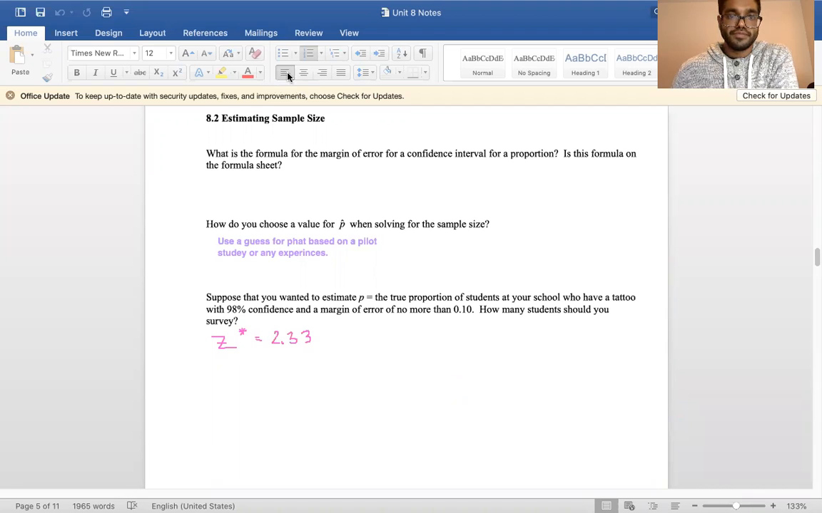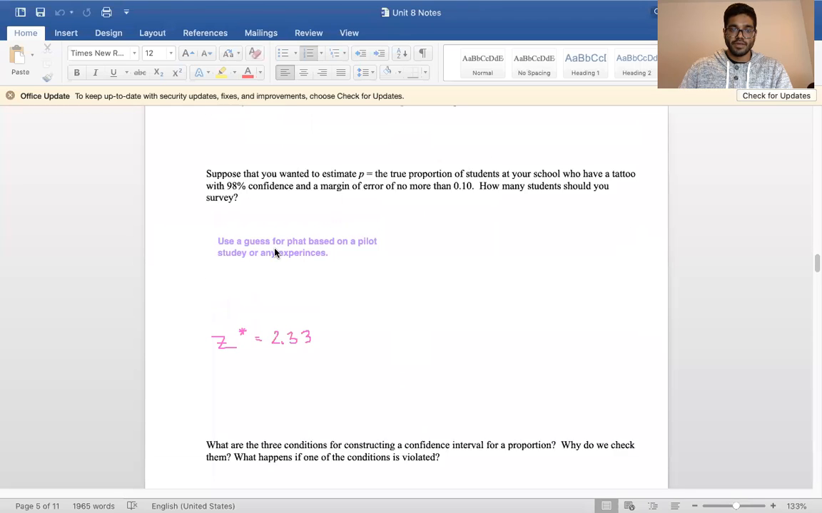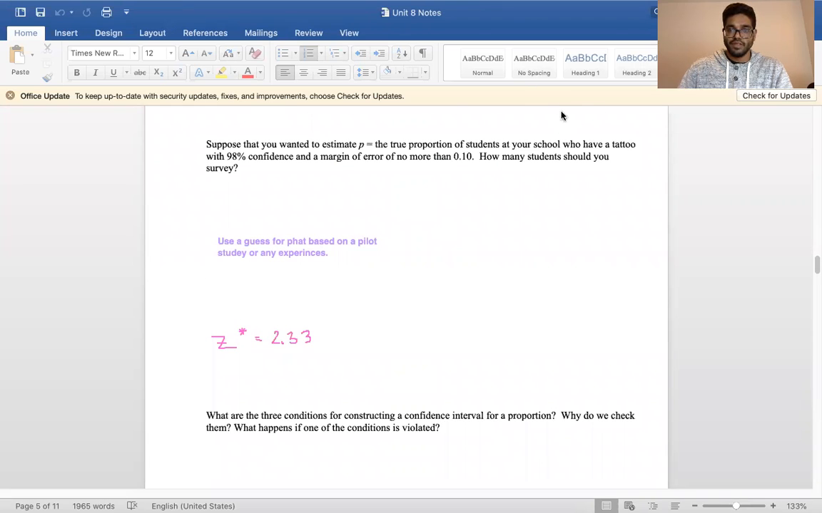So now all this is just a bunch of algebra. If you're really good at algebra, you're going to find this fairly easy. Otherwise, it can be a little tricky. So z critical was 2.33. I'm just going to rewrite this. I need a little more room.